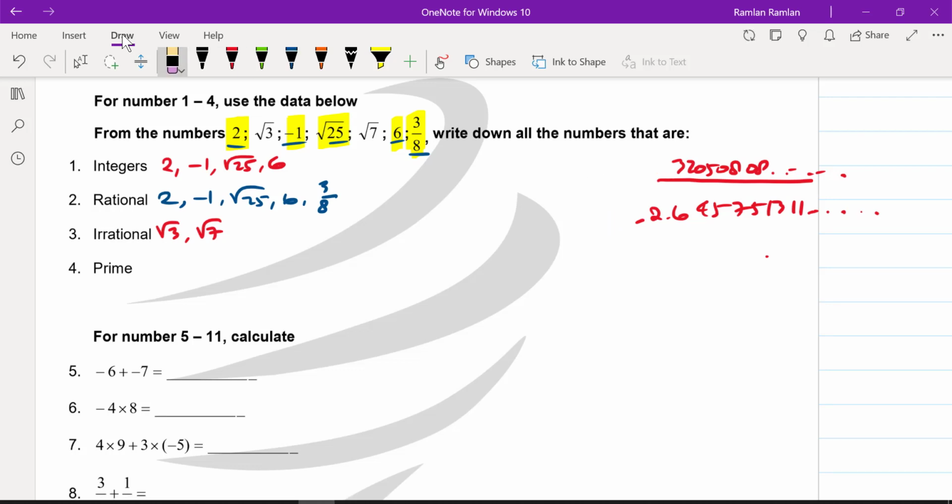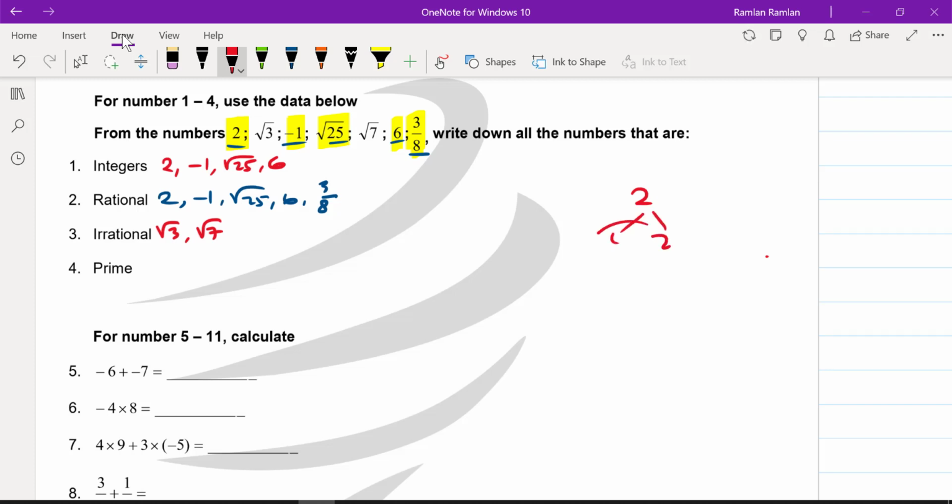Okay, the next one is prime number. So remember that a prime number is a whole number that only has 2 factors. So for example, 2 can only be divided by 1 and 2, right? So it has exactly 2 factors. So 2 is a prime number, right? 2 is a prime number.